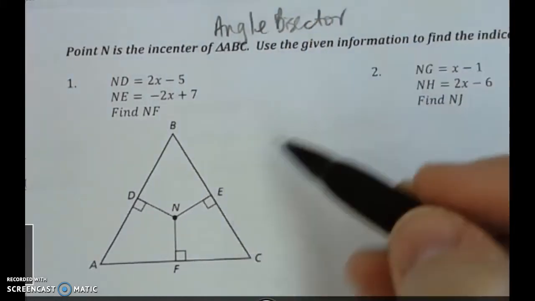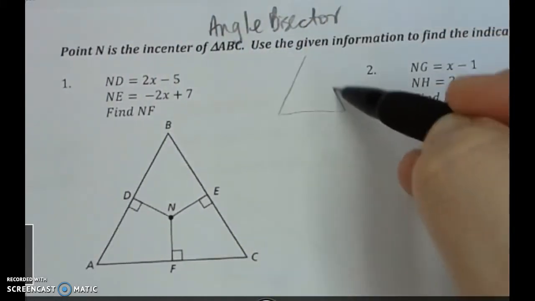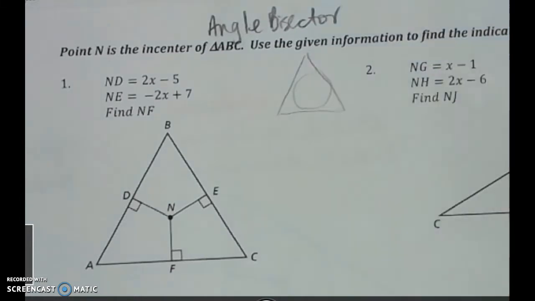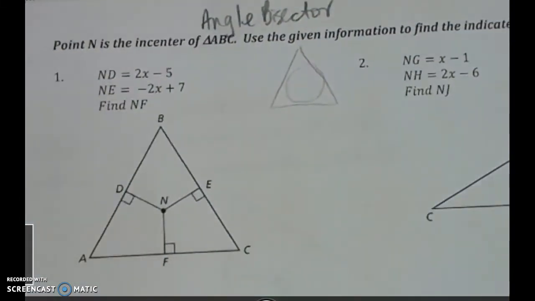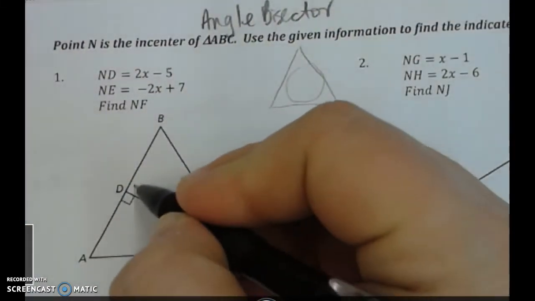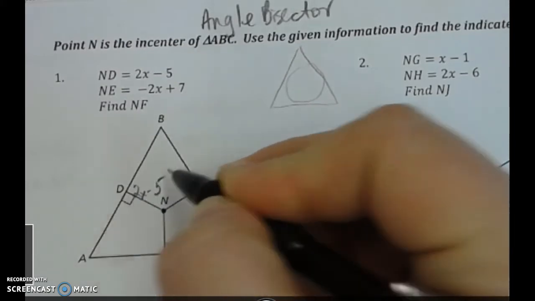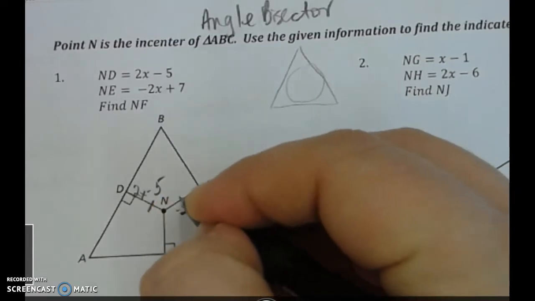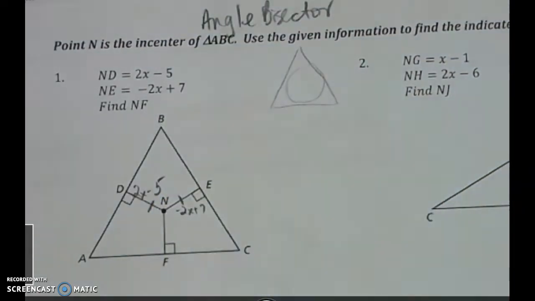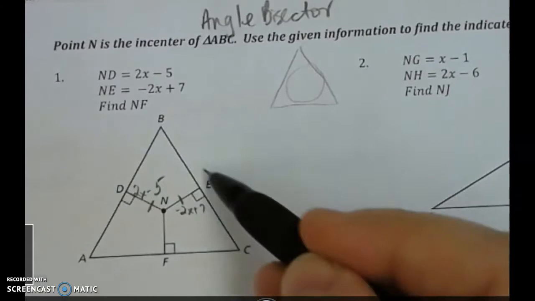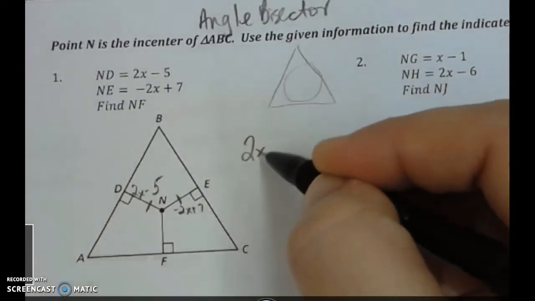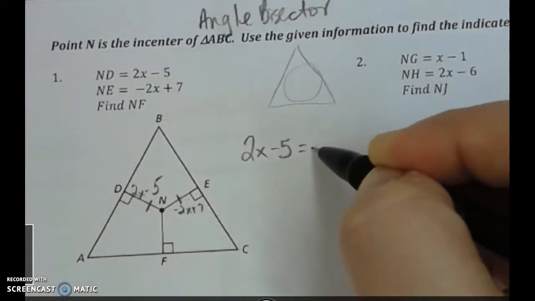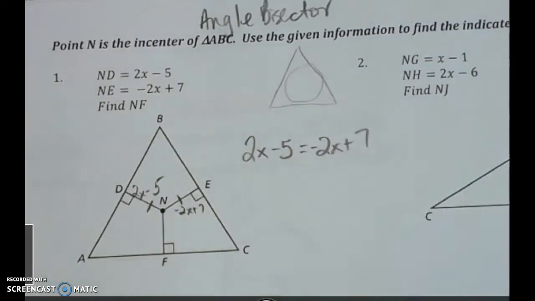And what that would look like is I would have a triangle and the circle's perfectly inside. Okay, so now N to D is 2x minus 5, and N to D is negative 2x plus 7. Well, those are equal because those are the radius of the circle that's inside. So I'm just going to set those things equal to each other. So 2x minus 5 equals negative 2x plus 7.